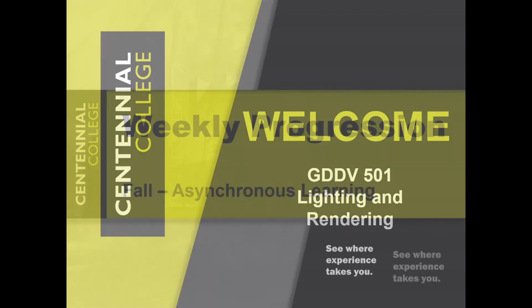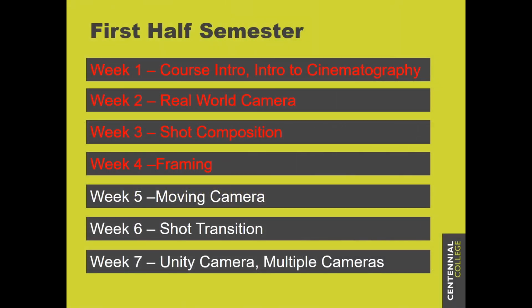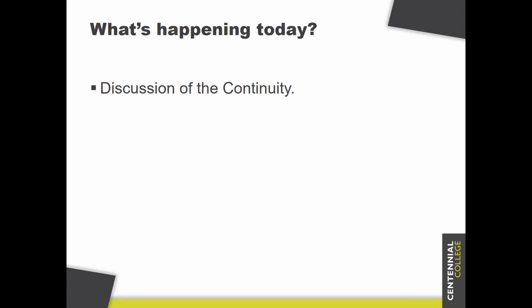Well, guys, we're moving along pretty darn well here. Today, we're going to talk a little bit about the idea of continuity. So far, we've done pretty good. We've talked about the course, we did introduction to cinematography, real world camera, shot composition, framing, and now we're on to week 5, which is the moving camera. Today, particularly, we're going to discuss the idea of continuity.